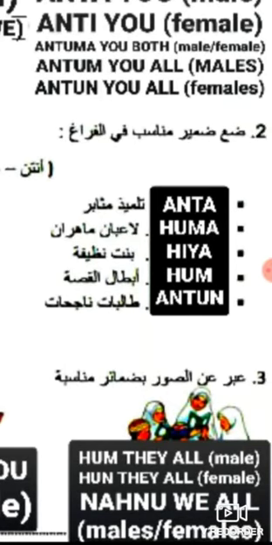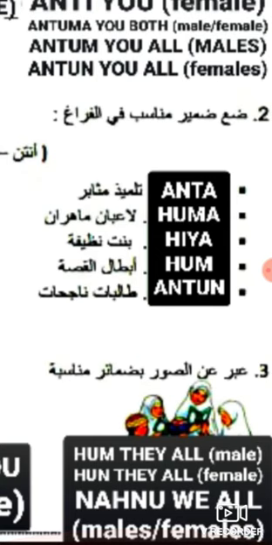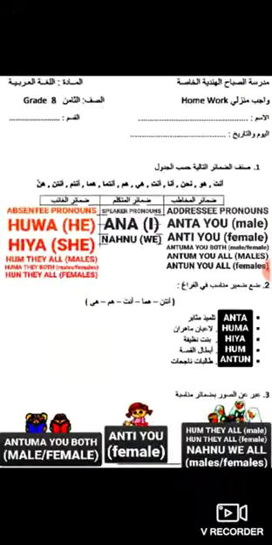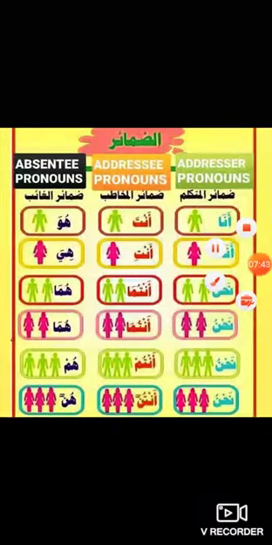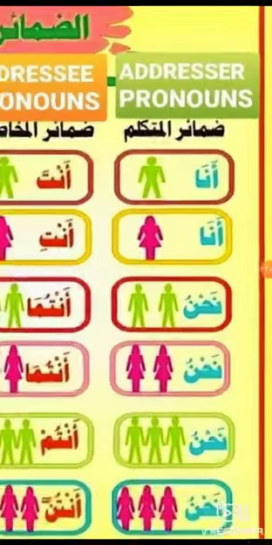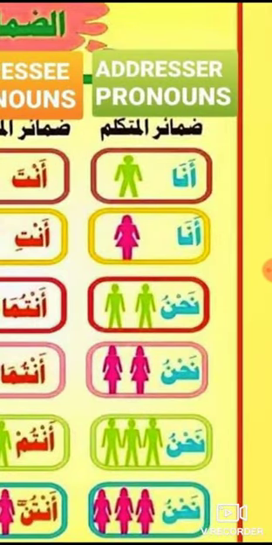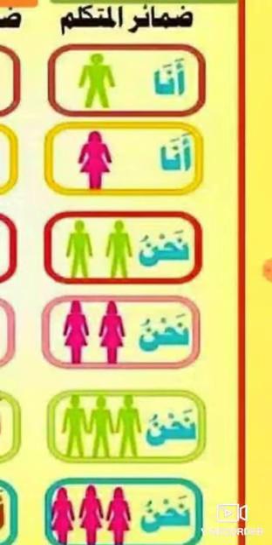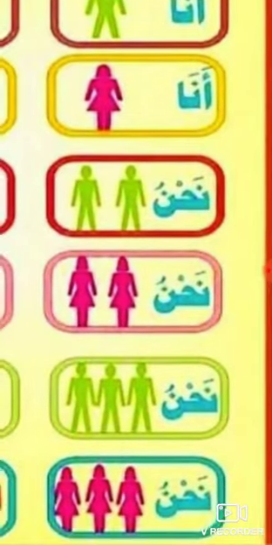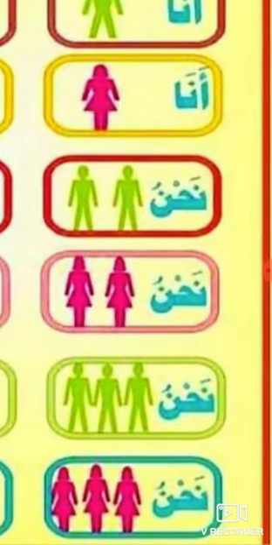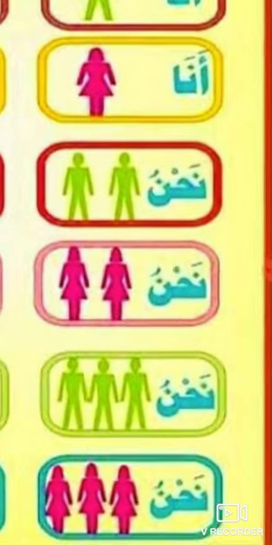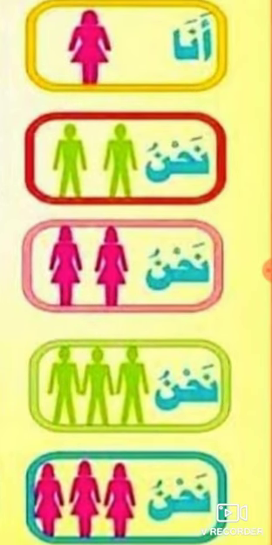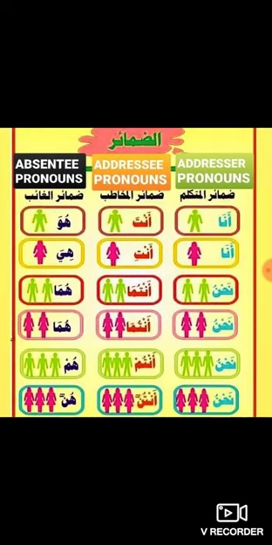Nahnu nadris, like we all are studying, or nahnu nadrisun, or whatever. We're studying. So they're studying together. Nahnu, we all, males, females, same thing. Again, recap. Addresser or the speaker pronouns, ana, for female, ana, male and female, ana, the same thing. And dual pronoun for the first person, nahnu, same thing. And multi-pronoun is in the third person, nahnu, same thing. Addresser or the speaker of the first person is really simple.